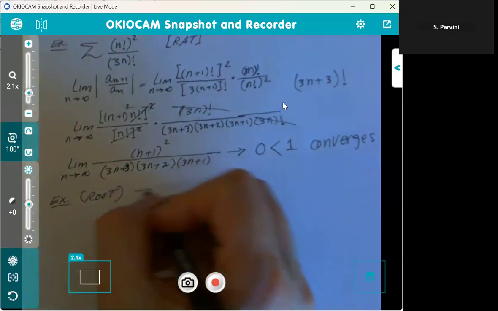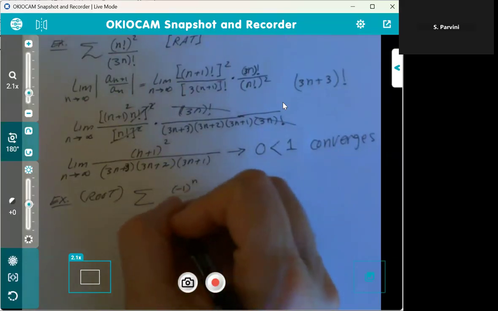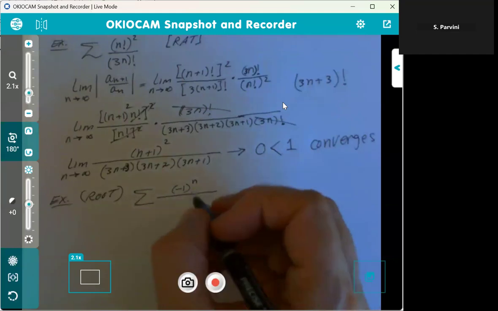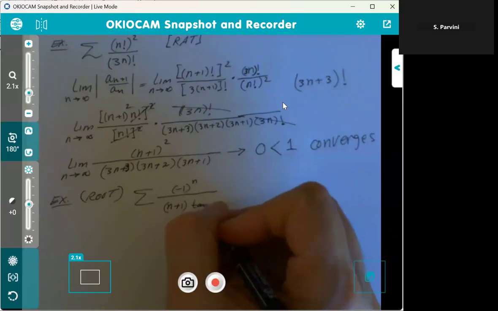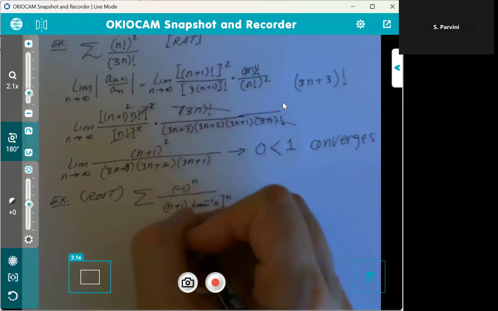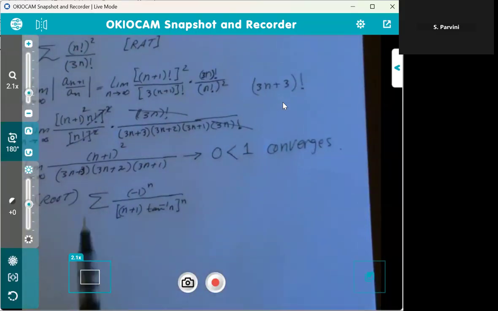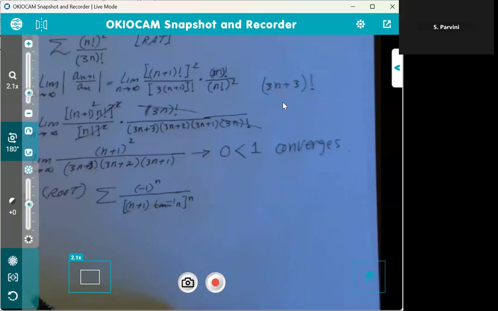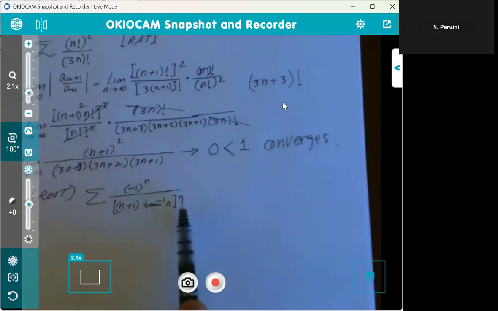So for this one, I'm going to look at the series (-1)^n over, let's go, ((n+1) times the arctan of n) quantity to the nth power. Now, for this one, how do I know, by the way, that I need to use the root test? Because I have something to the nth power. When you take the nth root of the nth power, then you get rid of the power, right? So let's do a root test.